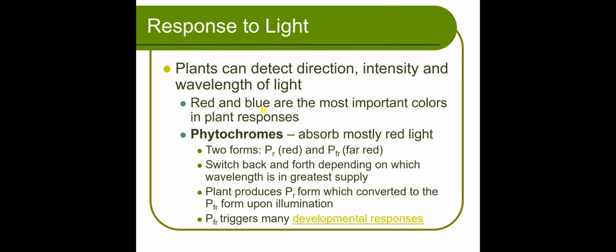And it seems that the red and the blues that you'll find in the sunlight, remember ROY G. BIV, they reflect the green, but they're absorbing a lot of reds and a lot of blues. But they tend to play a really important role. And one of the ways they do that is by triggering the change in these little pigments called phytochromes. So they mostly absorb red light, and there are two different forms. You have red and far red.